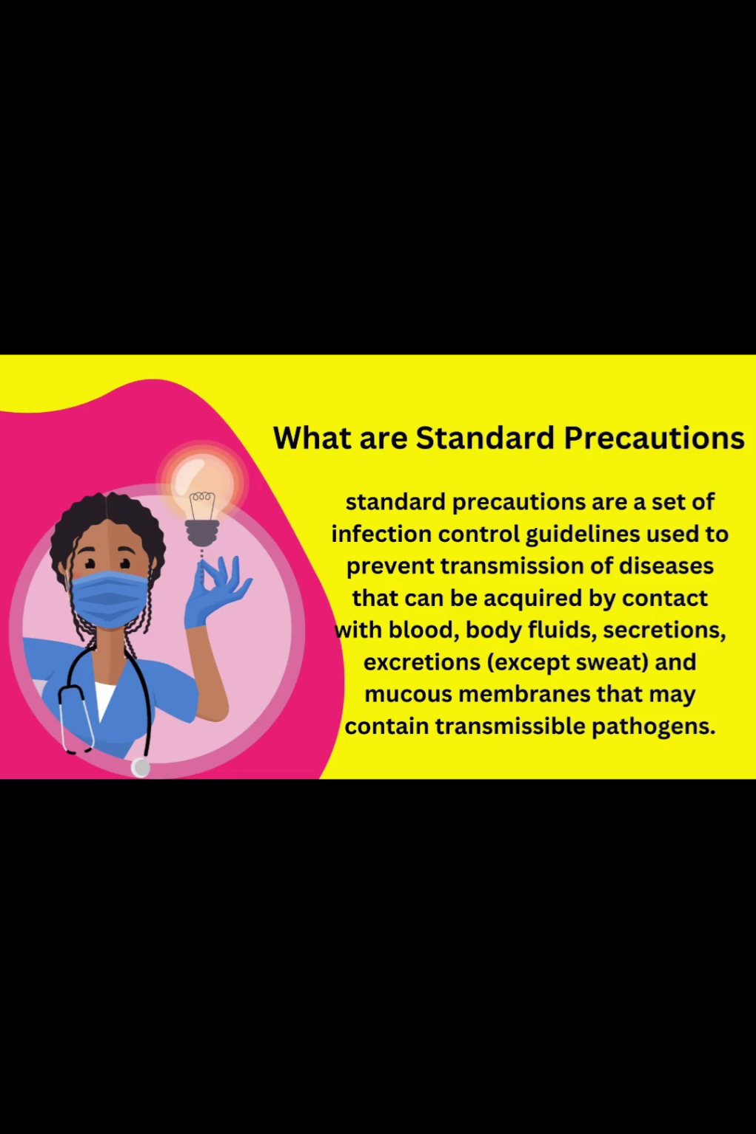What are standard precautions? Standard precautions are a set of infection control guidelines used to prevent transmission of diseases that can be acquired by contact with blood, body fluids, secretions, excretions, except for sweat, and mucous membranes that may contain transmissible pathogens.